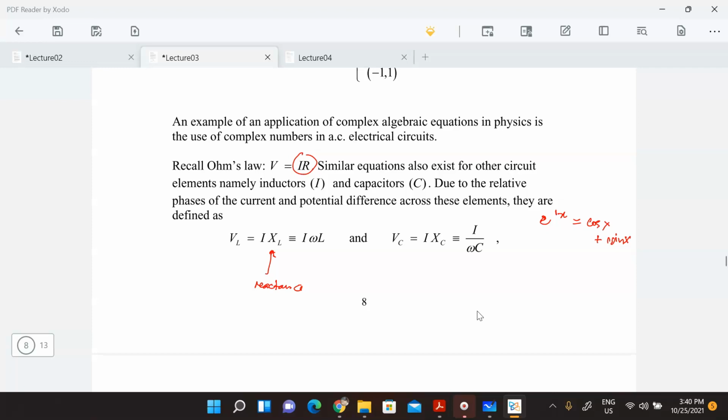So you have your voltage about the inductor equals the current times the reactance of the inductor. The reactance of the inductor is actually given by omega L, where omega is the angular frequency of the sinusoidal signal. For the voltage around the capacitor, again the reactance follows the V equals IR formula, but in terms of the angular frequency, this is actually 1 over omega C.